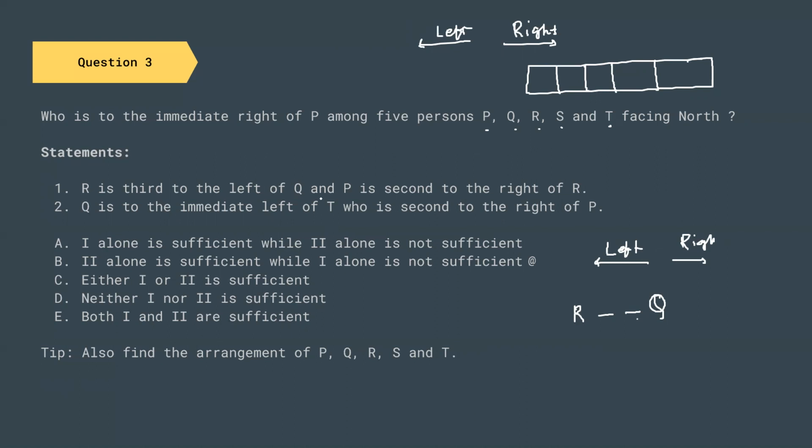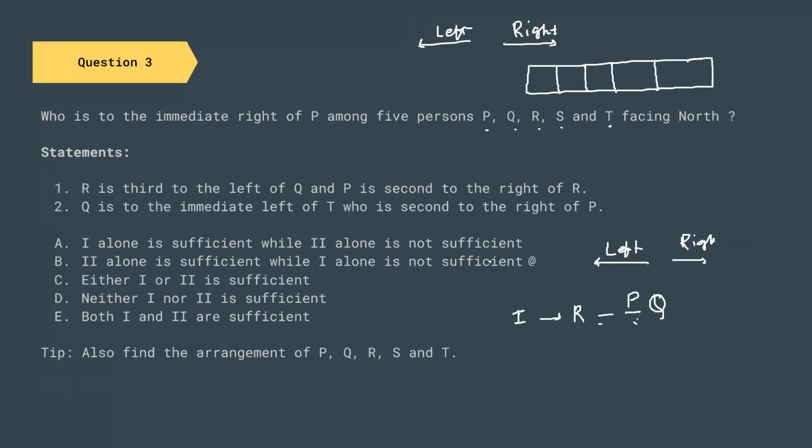So R and P is second to the right of R. So this will be 1 and 2. So P will come here. So this is the result from your first statement. Understood? Let us go to the second statement.